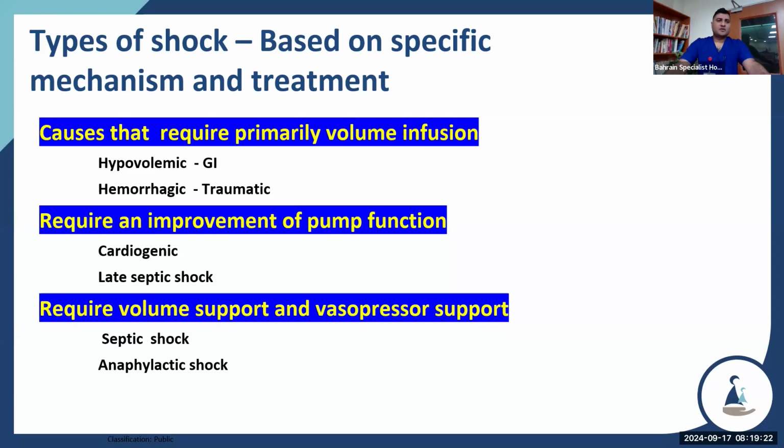We can further divide shock based on specific mechanism and treatment. Causes that require primary volume infusion, for example, hypovolemic shock from GI losses, hemorrhage, and trauma. Causes requiring improvement of pump function, for example, cardiogenic and late septic shock, require volume support and vasopressor support in case of septic shock or anaphylactic shock.